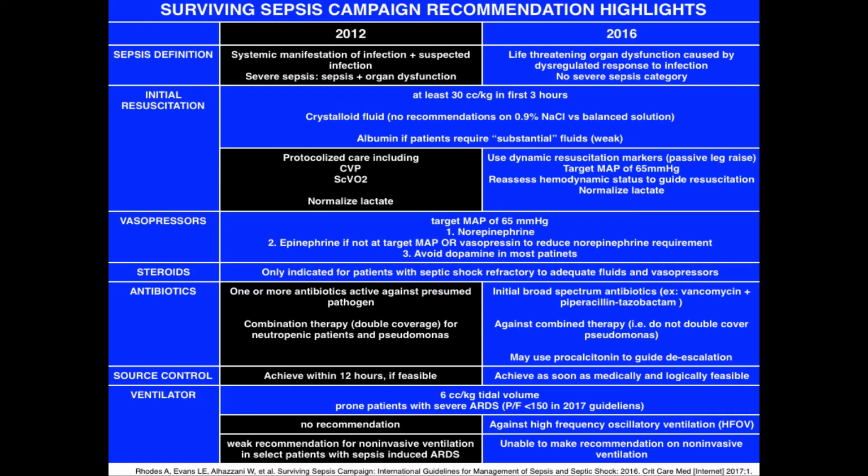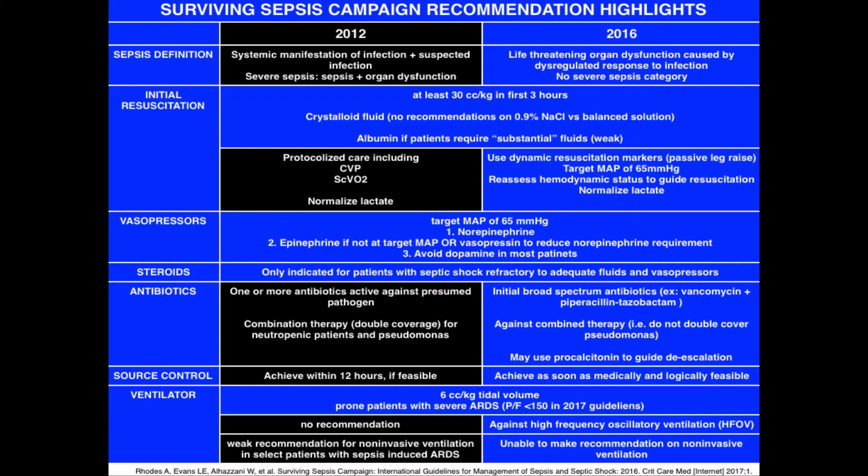So the sepsis definition has changed. They are now using Sepsis-3 as a life-threatening organ dysfunction with a dysregulated host response. That's a change from 2012. And they threw out the severe sepsis category, like we said earlier. Initial resuscitation really hasn't changed very much. Everybody is still getting that 30 cc's per kilo bolus in the first 3 hours.